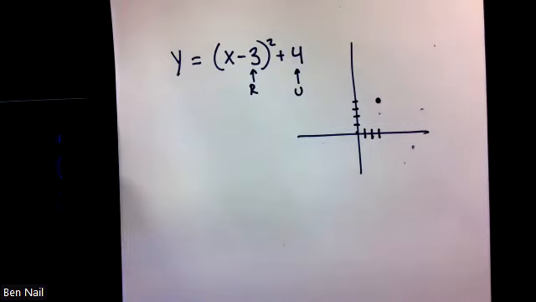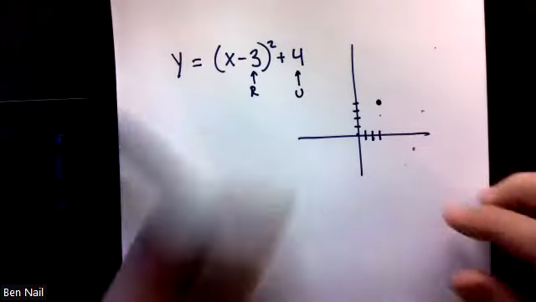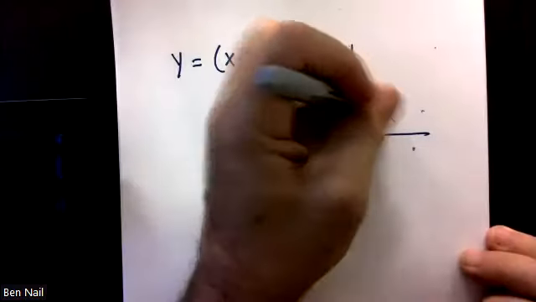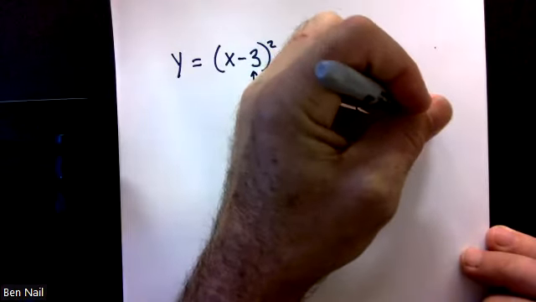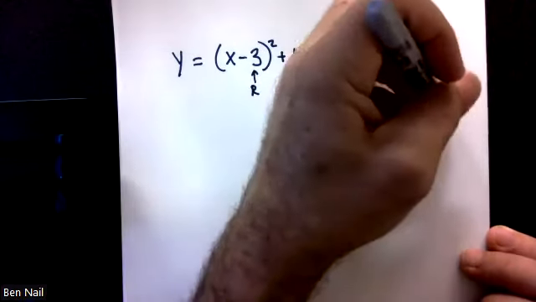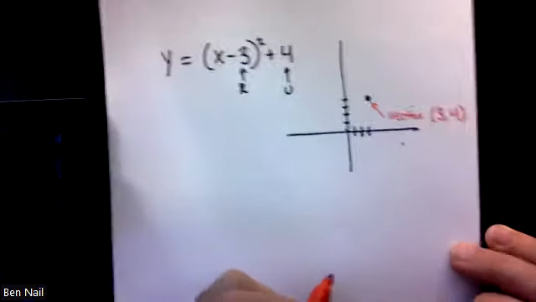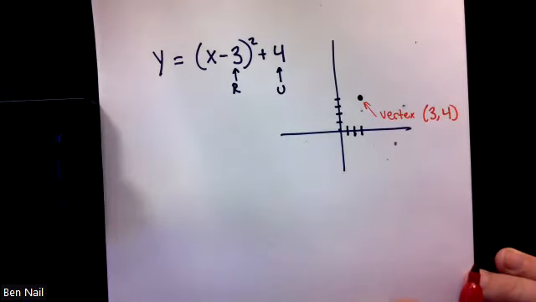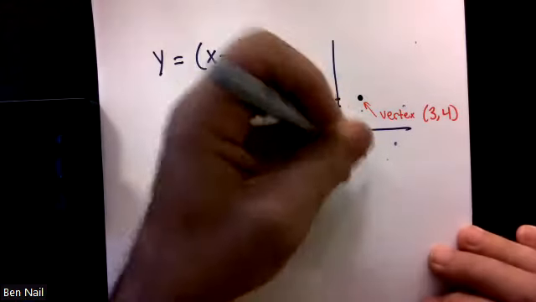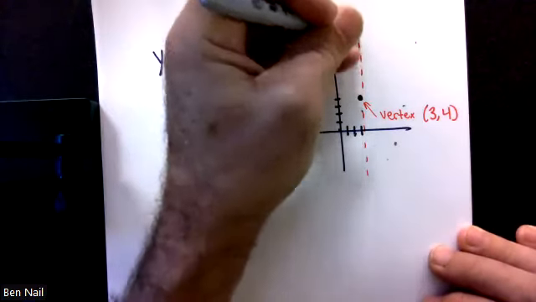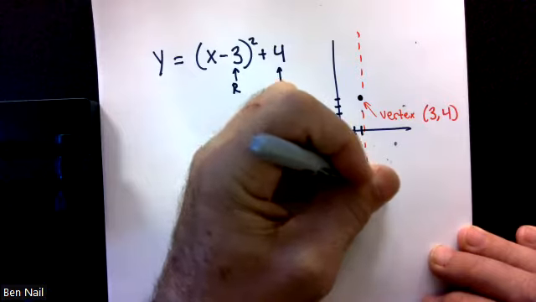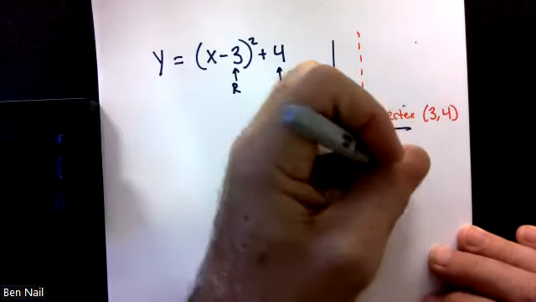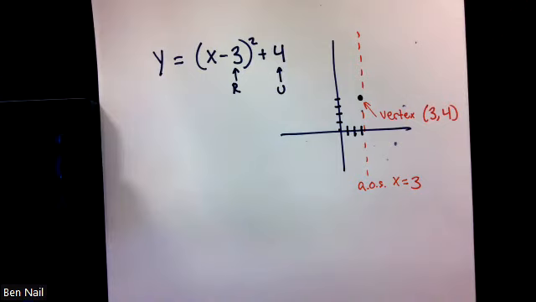So we're going to go right 3, up 4. Now, from there, that's my new vertex. So in this case, the vertex of my function is the coordinate 3, 4. Which also means that if I draw that axis of symmetry, that's always x equals the x value of my vertex. So that's going to be at x equals 3.